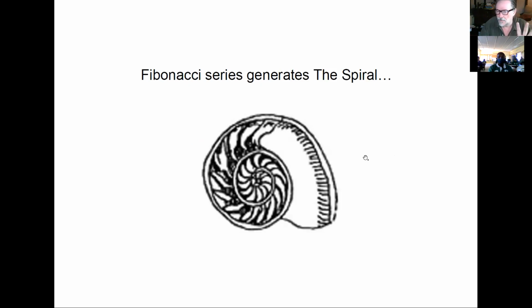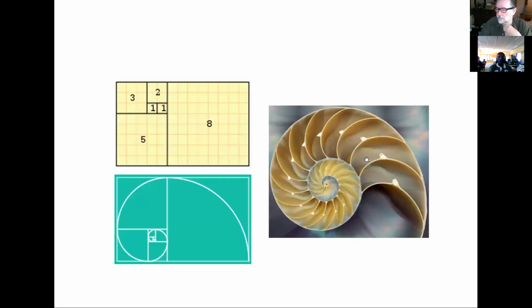This series of numbers gives us a spiral every time. 1 plus 1 is 2, 2 plus 3 is 5, 3 plus 5 is 8. If you draw a line that bisects this, halves the space, then we get a spiral. And this is the nautilus shell. This is the shell of a snail.